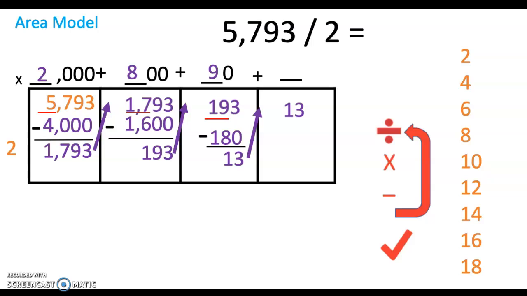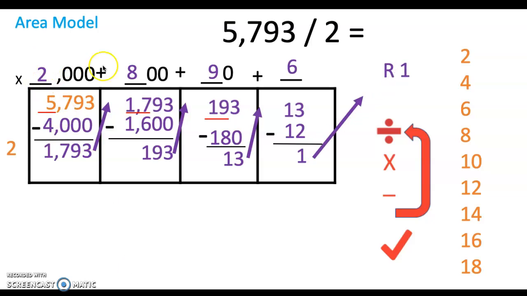So now let's see what's the closest we can get to 13 with dividing without going over. 13 divided by 2, closest I could get is 6, because 6 times 2 is 12. When we subtract, we'd be left over with 1. We have no more place values. So let's check, is 1 smaller than 2? It is, that means it's our remainder.